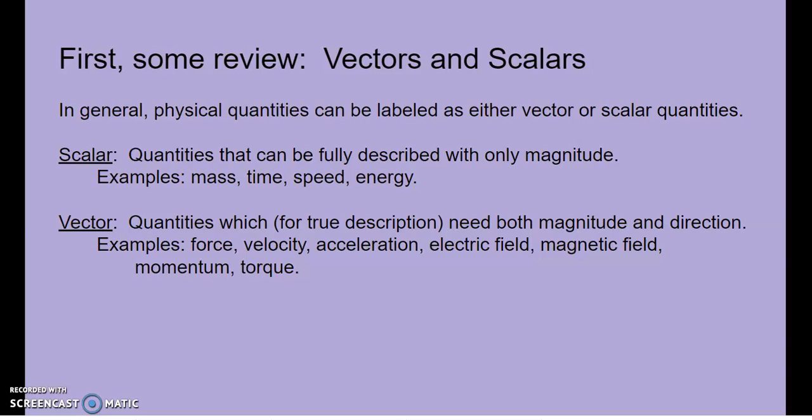Okay, so remember there is a difference between scalars and vectors. Scalar quantities are fully describable with only magnitude, things like mass, time, energy, and speed. Vector quantities, for a true description, require both magnitude and direction. This includes force, velocity, acceleration, different types of fields, momentum, which we just learned about, and torque, which is our topic du jour.